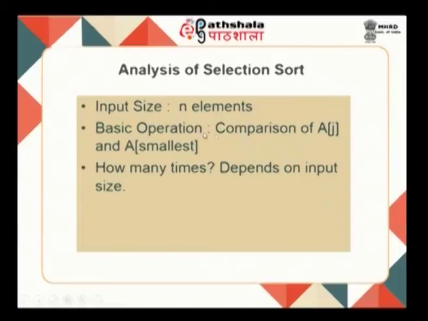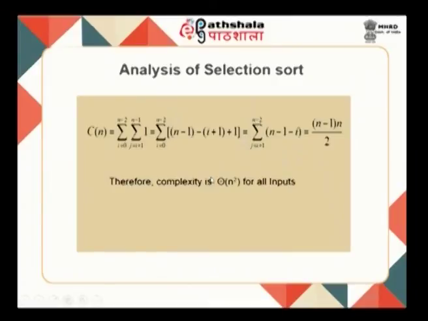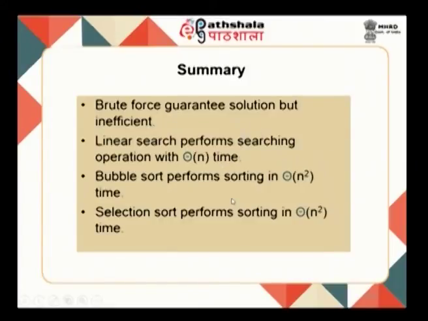Fine. What is the analysis? The input size is n. Again, the basic operation is comparison. We have to find how many times it happens. So, this is the expression I am getting. If I simplify everything, you can come to the conclusion that this comes to theta of n square. In short, this is the summary.